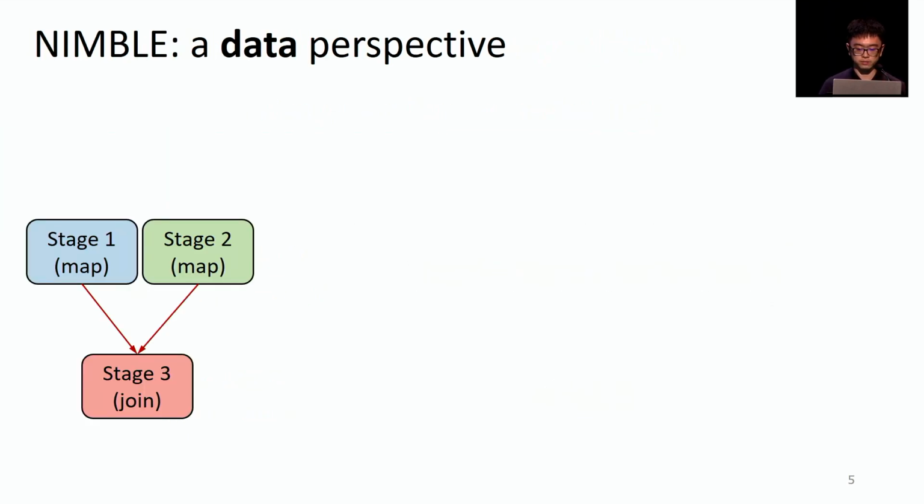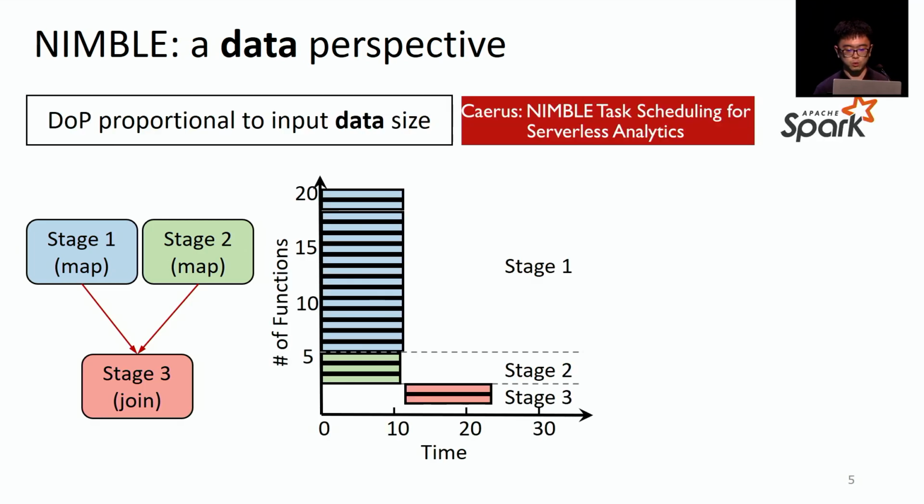To answer this question, here we have a simple SQL query example with 3 stages. The widely adopted solution, which is applied by academic works like Nimble and is also Spark's default parallelism configuration, adjusts the DOP of each stage following a perspective of data. So the DOP is proportional to the input data size. Intuitively, such adjustment is reasonable since the data I/O typically dominates in data analytics stages.